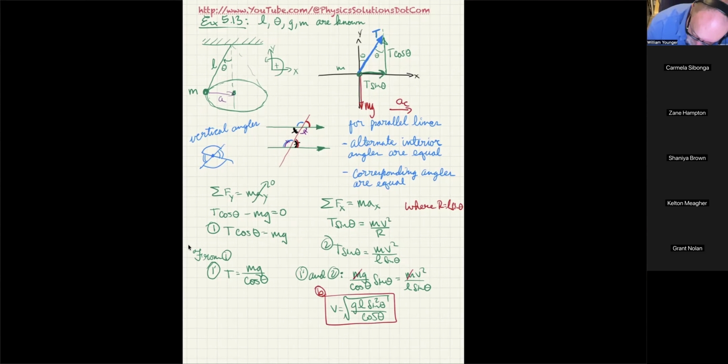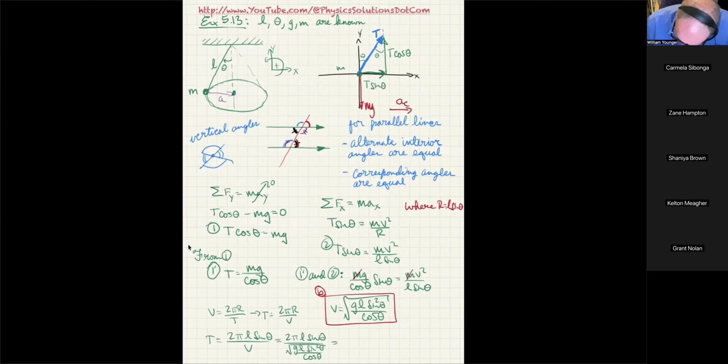We also know that the velocity is equal to 2 pi r over t. So that means that t is equal to 2 pi r over v, but we already figured out that r is L sine theta. So this is going to be t equals 2 pi times L sine theta over v. So that's going to be 2 pi L sine theta divided by the square root of GL sine squared theta over cosine theta.